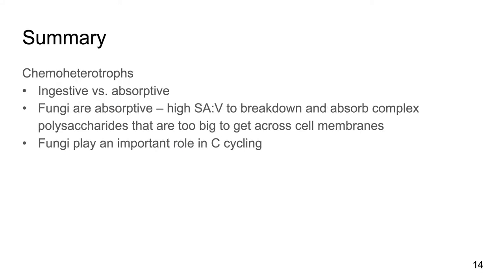Okay, so as a summary, we've begun discussing chemoheterotrophs. We've talked about ingestive versus absorptive chemoheterotrophs, these two major strategies that heterotrophs use. We've talked about fungi as a great example of an absorptive heterotroph and how they have a very high surface area to volume ratio to break down and absorb complex polysaccharides that are way too big to get across cell membranes without being broken down. And we talked about the important role that fungi play in carbon cycling, and especially in breaking down complex, very difficult to break down molecules like cellulose and lignin that get captured in trees and plants.